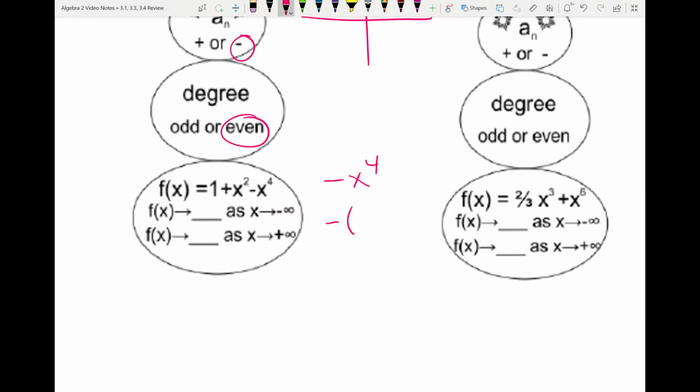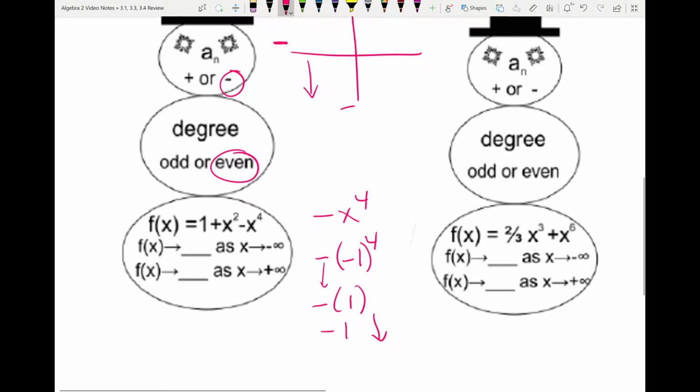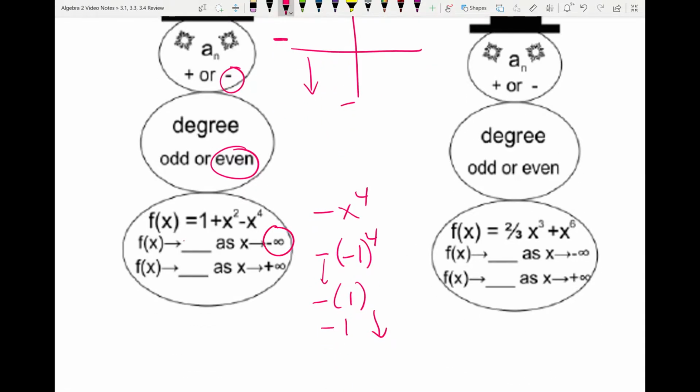So like -1. So -1 to the 4th power is +1, but we got the negative over here. And then a negative and a positive is a negative, so we got -1. So that means it goes down. So when x is negative, y is negative. So when x is negative infinity, y is negative infinity, as x approaches negative infinity.